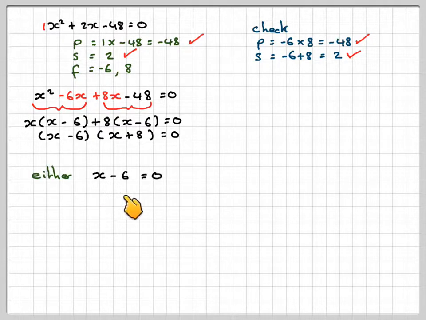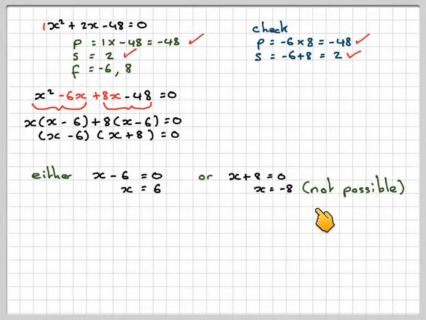So either X minus 6 is equal to 0, which gives X is equal to 6, or X plus 8 is equal to 0, which gives X is minus 8. In the context of the question, that's not possible. We can't have a negative length. Therefore, AP is equal to 6 centimeters.